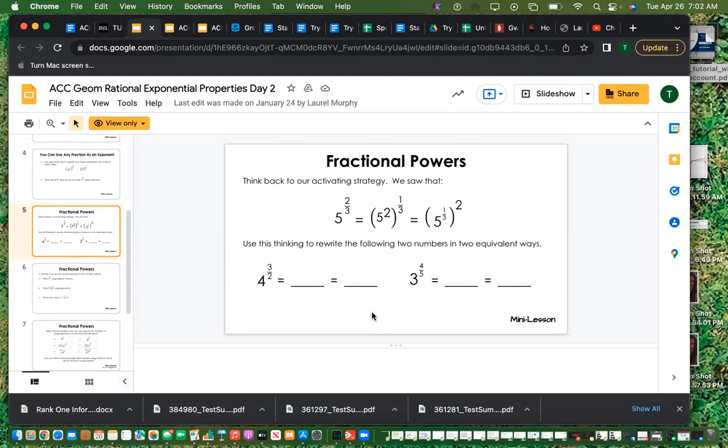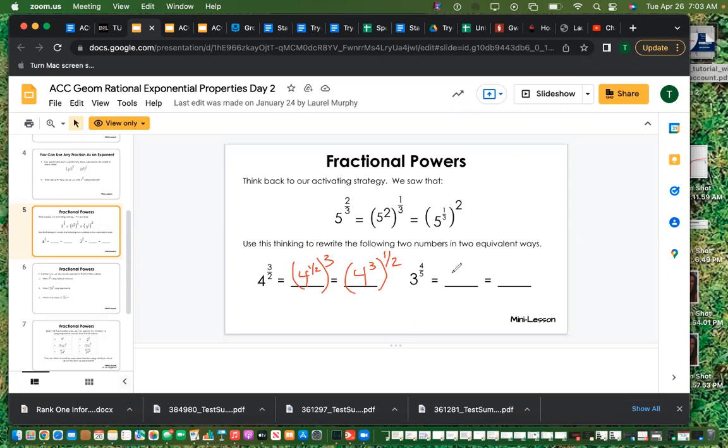So thinking back to our activating strategy, we saw that 5 to the 2/3 equals 5 to the 2nd raised to the 1/3 equals 5 to the 1/3 raised to the 2nd. Using this thinking, we're going to rewrite the following two numbers in 2 equivalent ways. So I got 4 raised to the 3/2, or we could write this as 4 to the 1/2 raised to the 3rd, or we could say 4 to the 3rds raised to the 1/2.